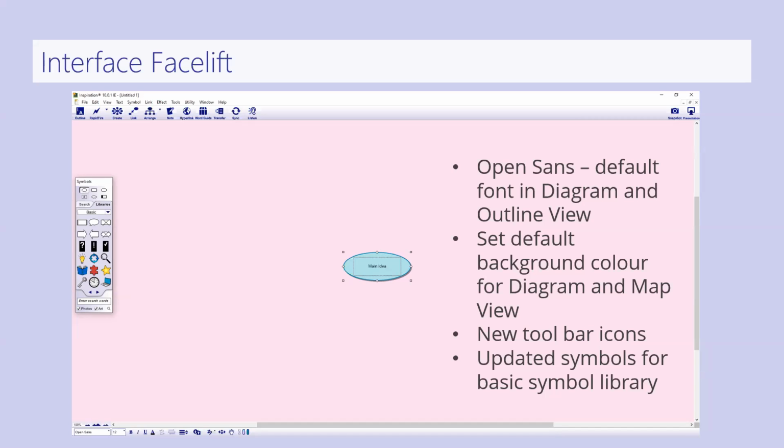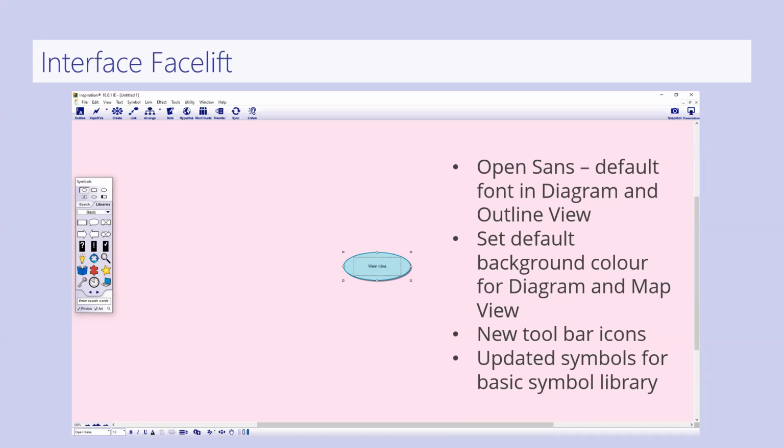And so you'll find that now within Inspiration, and that's the default for the diagram and outline view, as well as exporting out to Word. Now you can change that to whatever default font that you want within your preferences, if, say, for example, there's a preferred font that you've got.